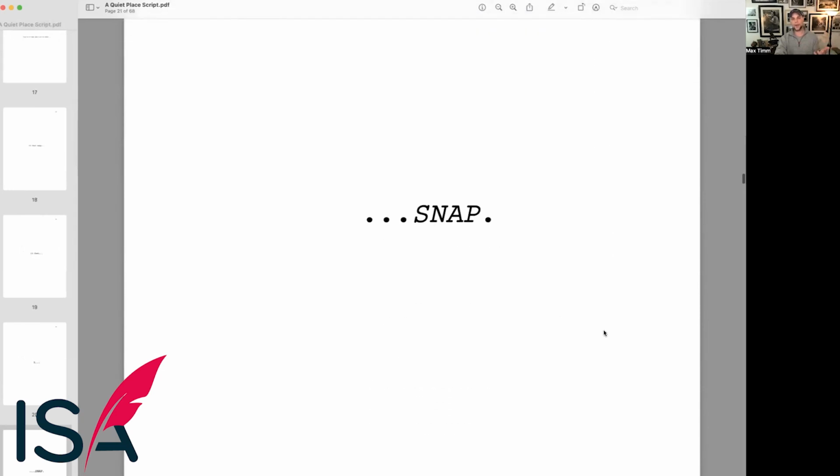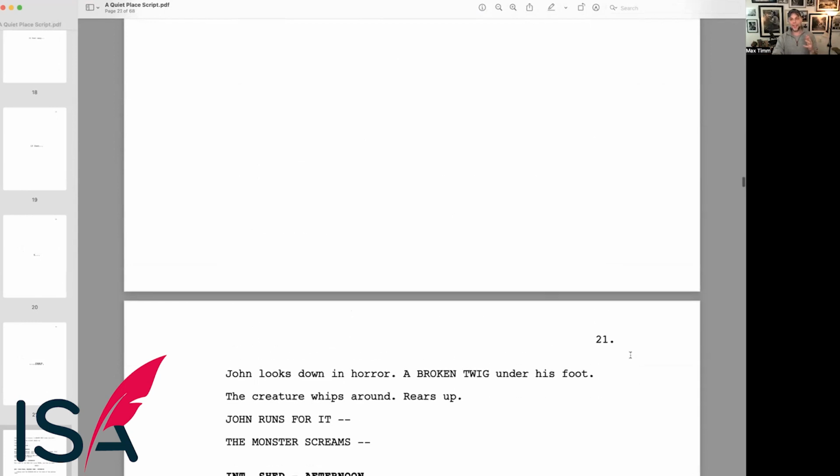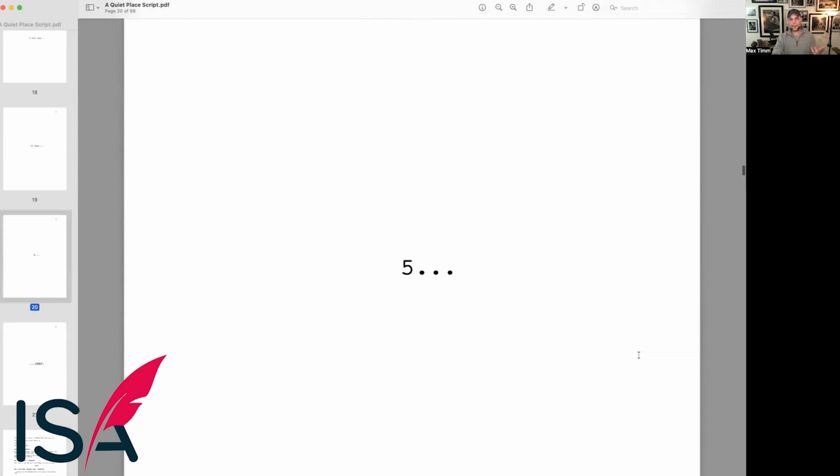Snap, it's just a sound. John looks down on horror, broken twig under his foot. The whole idea of the movie is, if you make a sound, the monsters are going to come kill you. That's the whole movie. And so, yeah, you can write the script this way, but that's because that's the conceit of the story. Like, that's what the most unique element is. And so we need the reader to feel that.